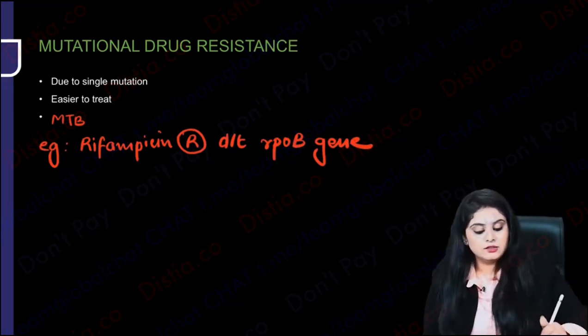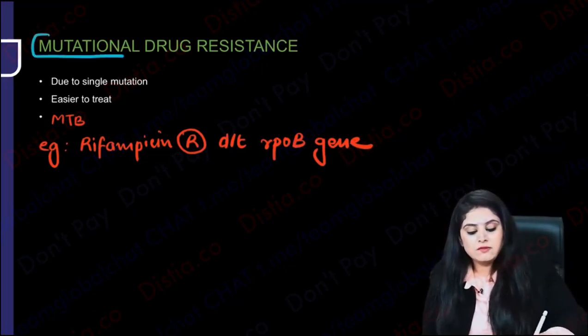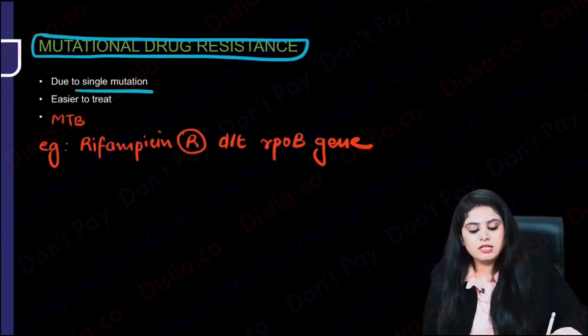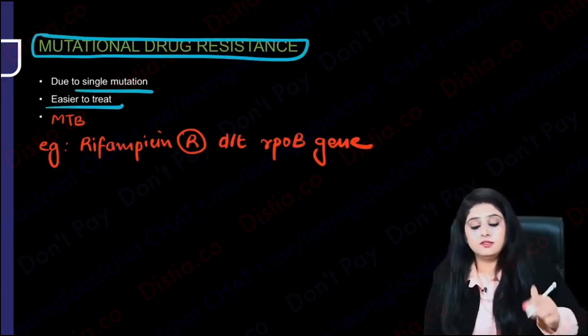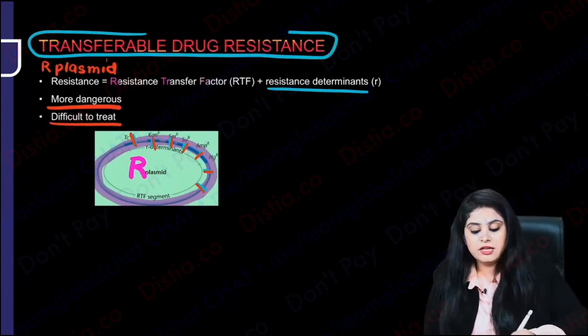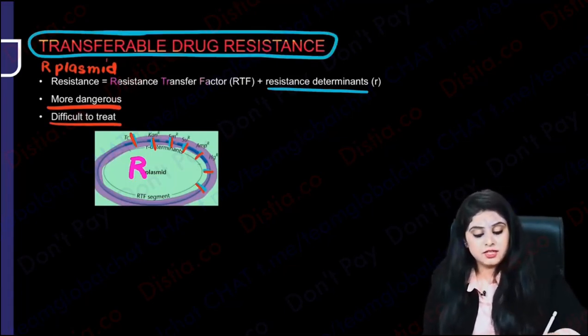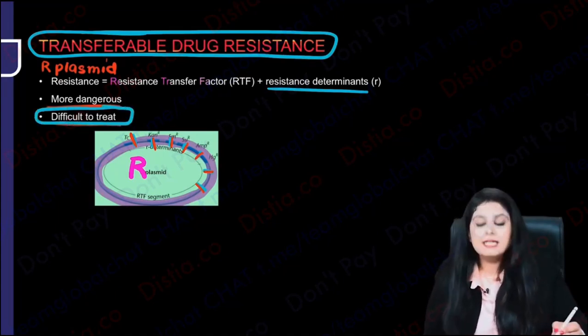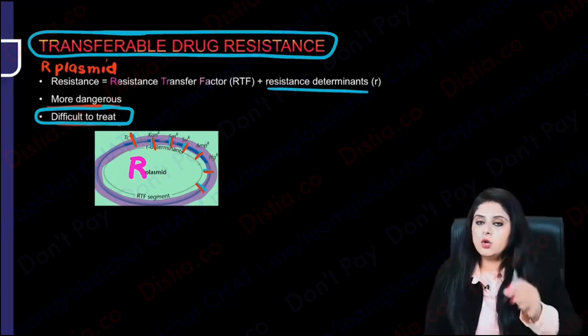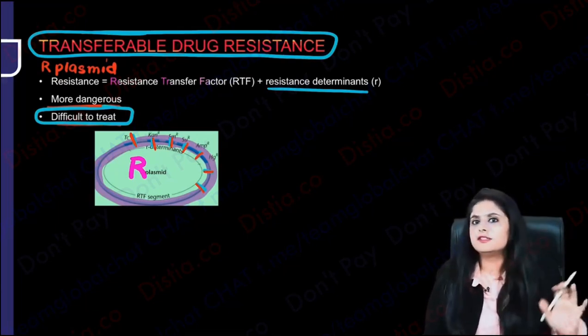Replace that drug. So can I say that a mutation which occurs at a single point is much easier to treat, whereas this transferable drug resistance is transferring so many determinants at the same time that it is very, very difficult to treat in the long run, and that is a question that you have in the exam also. We are almost done with all these transfers and all of that.